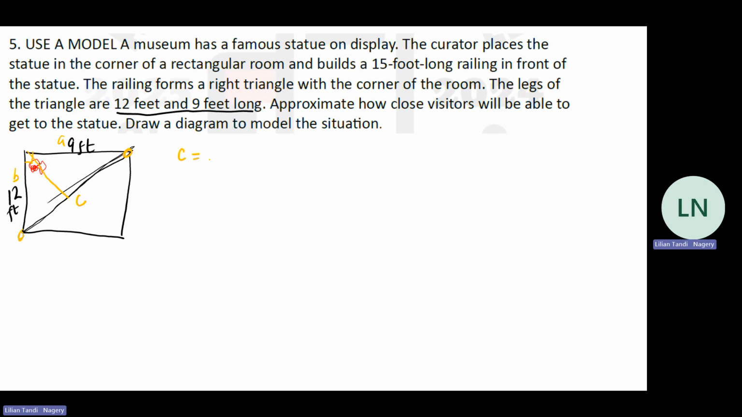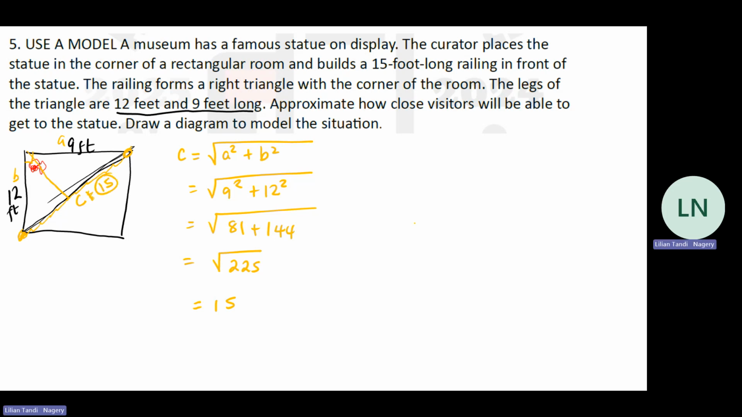So C equals the square root of A squared plus B squared, which gives us 9 squared plus 12 squared, which gives us 81 plus 144. Okay? So 81 plus 144 is 225. So the square root of 225 is 15. So the distance from here all the way to here is 15. Okay? So now let me draw the triangle here.